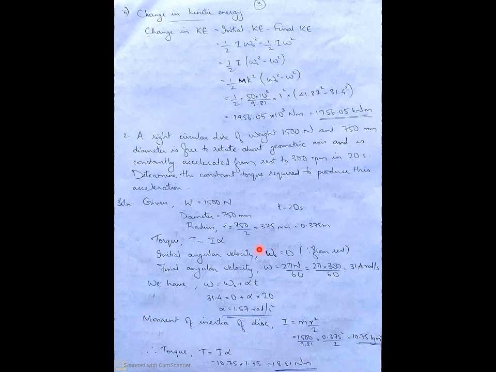Now alpha. In order to find alpha, it is given constantly accelerated from rest. So initial angular velocity will be 0, going to 300 rpm. That is, n value is given. So the relation between omega and n: omega equal to 2 pi n by 60. Substitute n equal to 300 over here. You will be getting the omega value. And t is also given. So connecting all these things, you will have the equation omega equal to omega 0 plus alpha t. From that you will be getting the alpha value. Substitute over here, and finally you will be getting the torque.